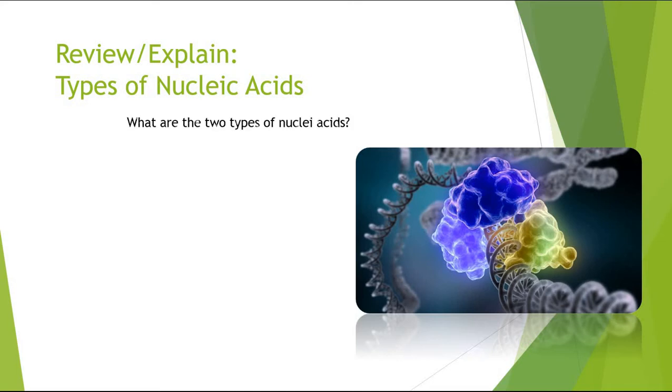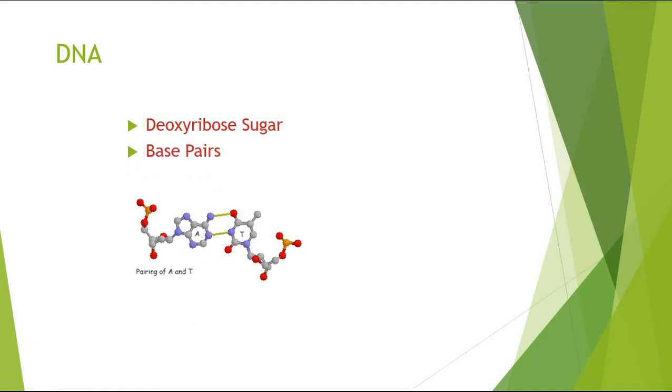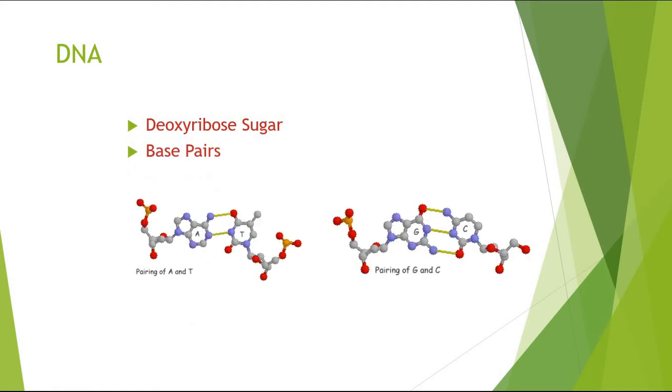Review and explain. Types of nucleic acids. What are the two types of nucleic acids? Ribonucleic acid, RNA, single-stranded. Deoxyribonucleic acid, DNA, double helix, twisted ladder. DNA: deoxyribose sugar, base pairs A, T, G, C, and phosphate. Most importantly, it contains the code for all the proteins in the body.